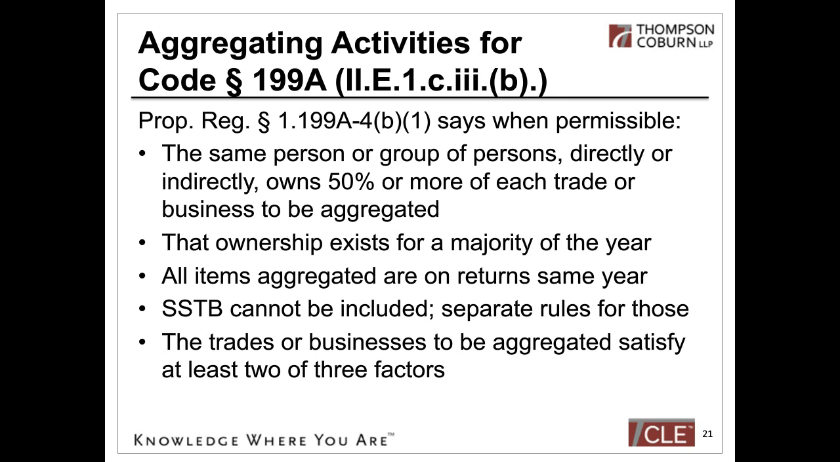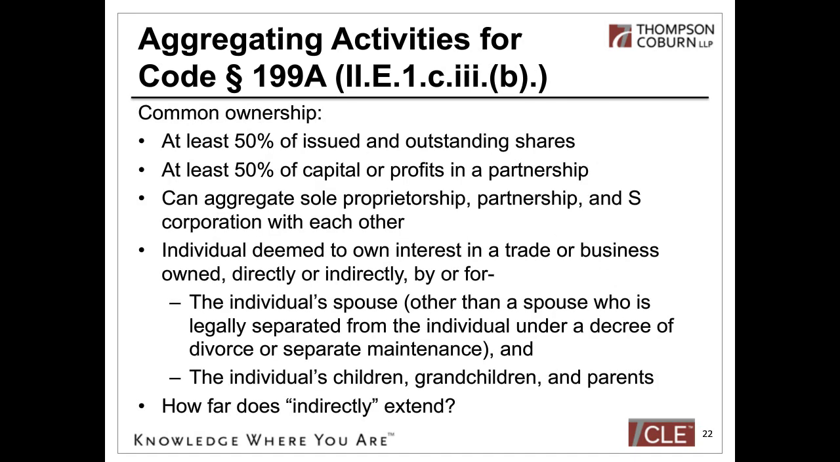Okay, going into slide 22, here's the common ownership. At least 50% of the issued and outstanding shares, at least 50% of the capital or profits in a partnership. You can kind of mix and match different types of entities with each other. And you can see that in the 4th bullet point, the people who count. Absent from that list is siblings. Siblings don't count. But there were some comments at the hearing that said, well, hey, what about siblings? In fact, ACTEC said, hey, what about siblings? And the government kind of said, well, we really weren't thinking about that when we put the regulation together. So my best guess is that they will add siblings in terms of indirect ownership. But I don't know for sure. Nobody really knows. But we're hoping that they will.